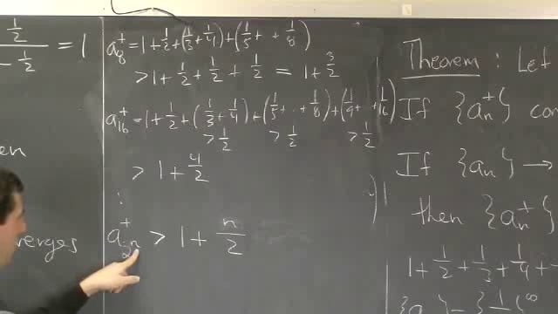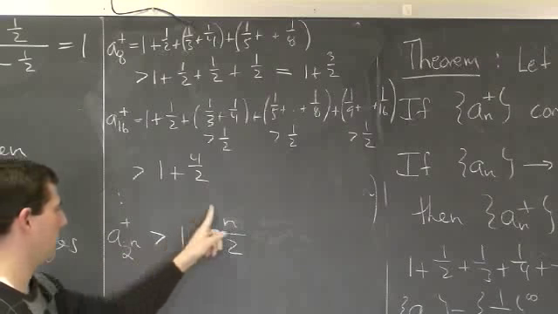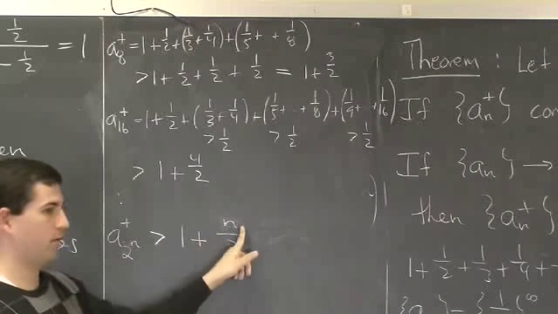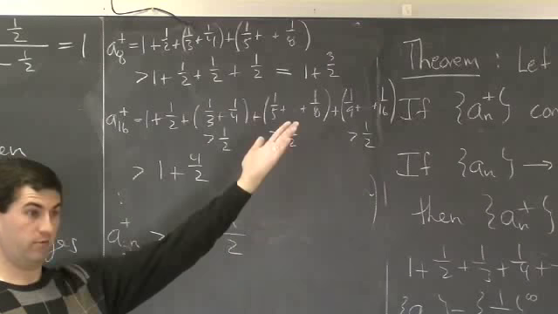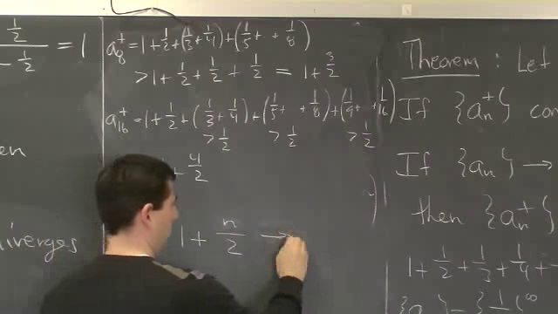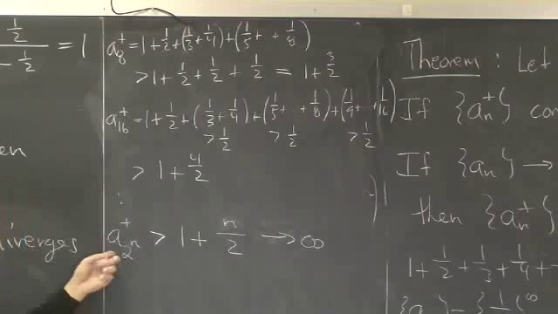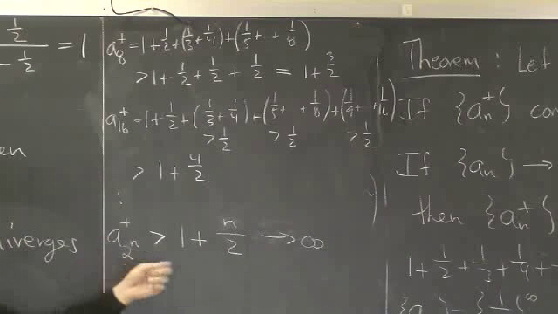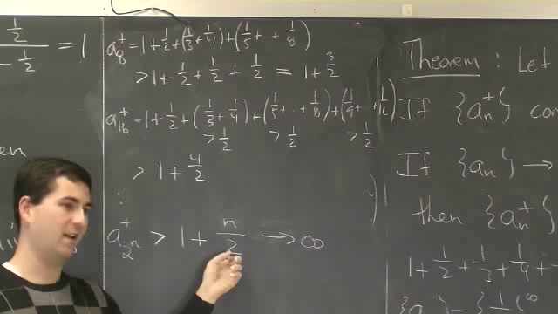So what happens as n goes to infinity? This thing is always bigger than 1 plus n over 2. And what happens to n over 2? It goes to infinity. So this goes to infinity. So this sum is not going to converge, because it's always bigger than something which is getting infinitely big.